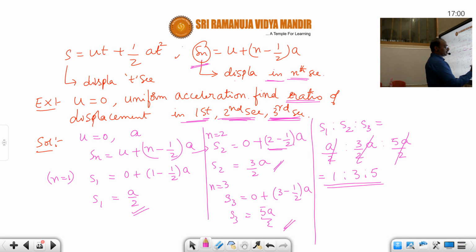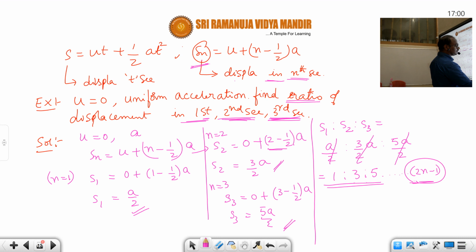And if you look at this ratio, 1 is to 3 is to 5, these look like odd numbers, so the nth term, the general formula, is 2n minus 1. If you remember this equation, 2n minus 1, you can find ratios for any given particular seconds. Now we'll solve another problem directly with this formula, without doing all these procedures. Let us take one simple example for that.